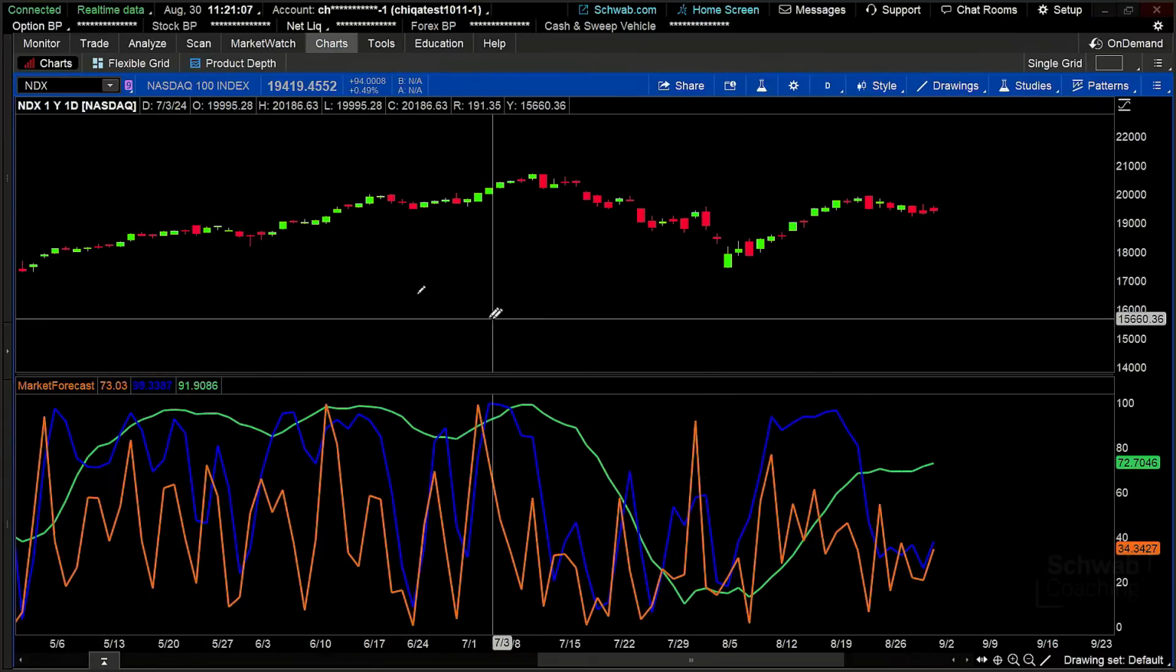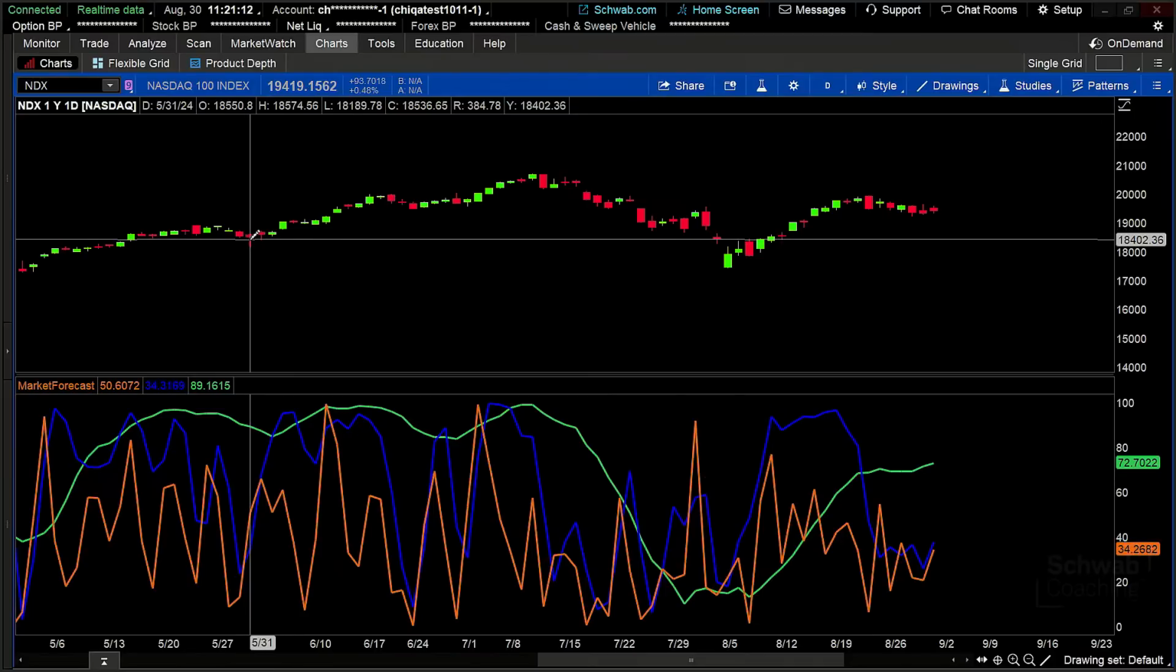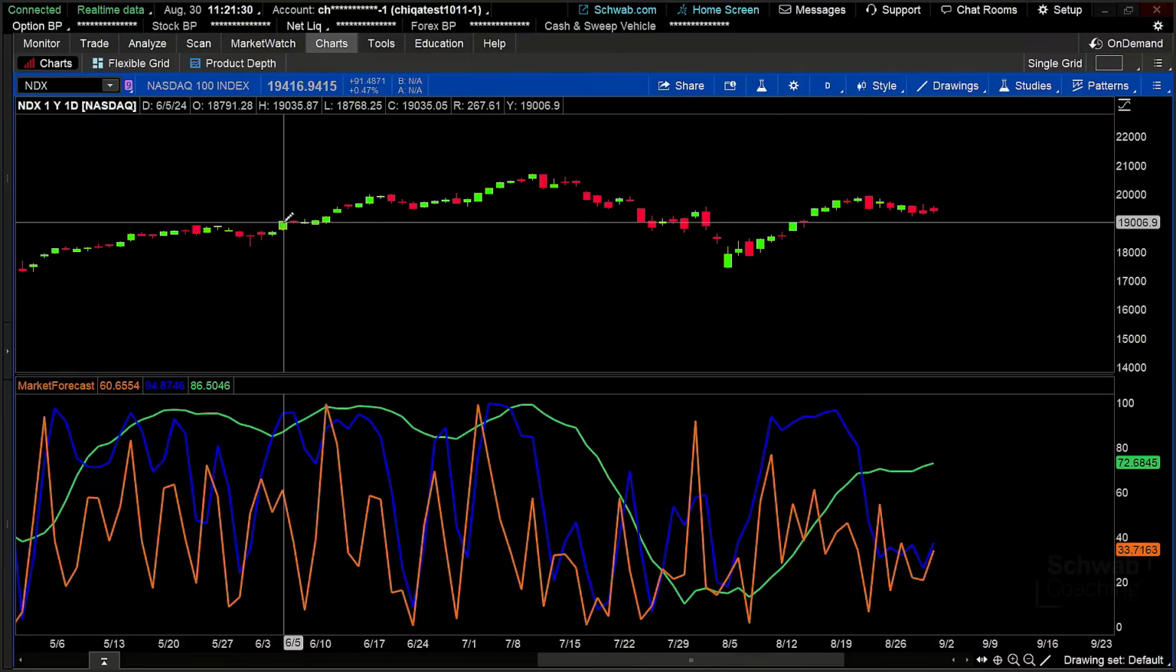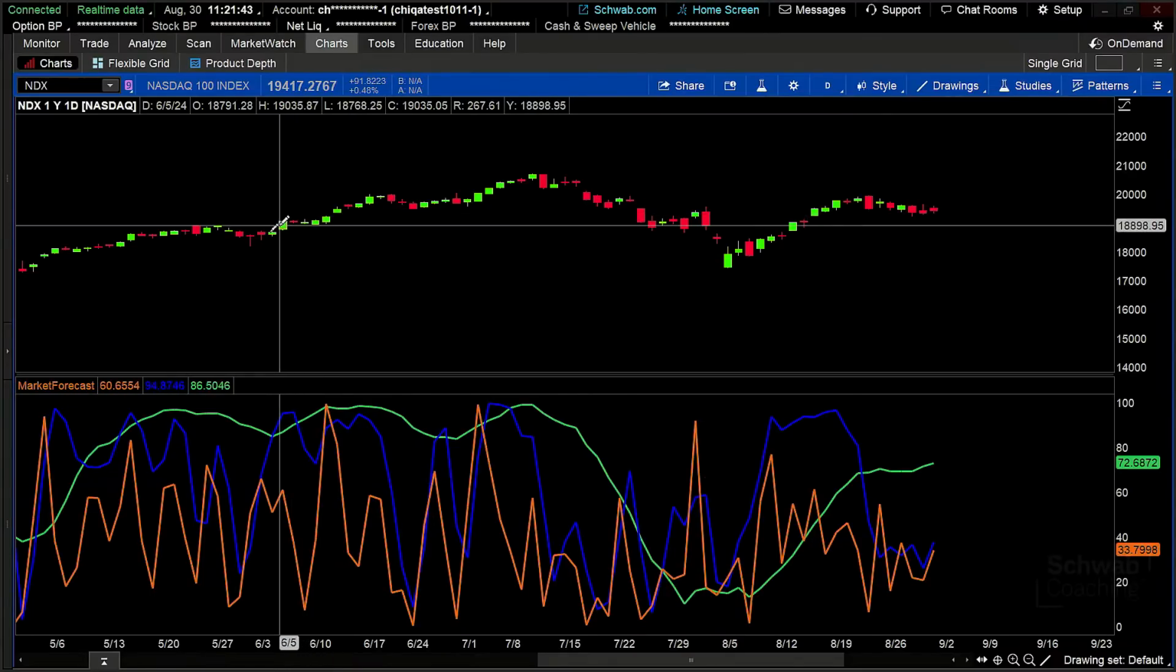And let me put my crosshairs back on. So here's that hammer candle. Notice what's happening with that near-term line, the orange line, and the intermediate line, the blue line, on that hammer candle. They were moving down. They now start moving back up, right? And then they get to a resistance, and we start to see those highs on those two lines getting lower, that little bit of a divergence, and price kind of goes sideways, right?